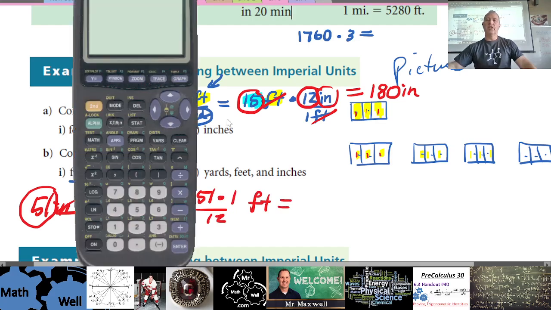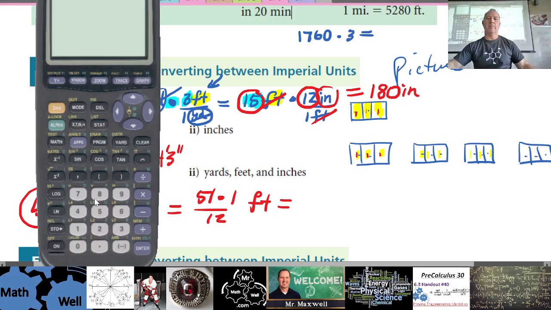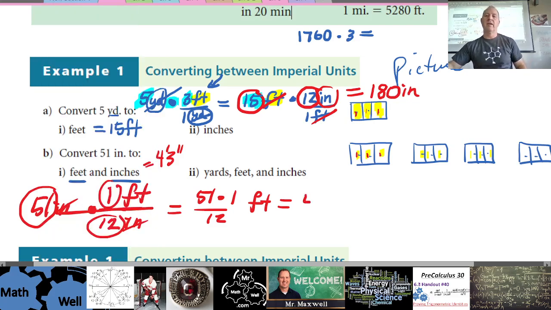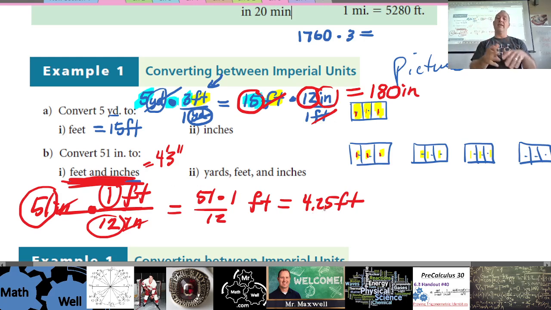So just be patient and watch this. This is going to take a couple steps. So let's see, 51 divided by 12. 51 times 1 divided by 12 is 4.25. So this is 4.25 feet. Now that's not the answer they're looking for, right? They're not looking for a decimal number of feet. They're looking for full feet and then how many leftover inches. So this is where it gets a little tricky.